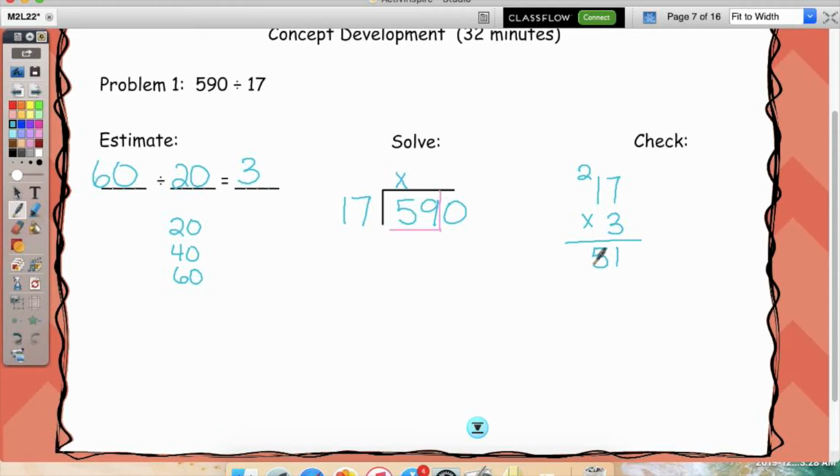Well, that worked, didn't it? I forgot to write these factors. Okay, so now, Jennifer, where do I write the 3? Where do I write the 51? Okay, and you have to line it up.